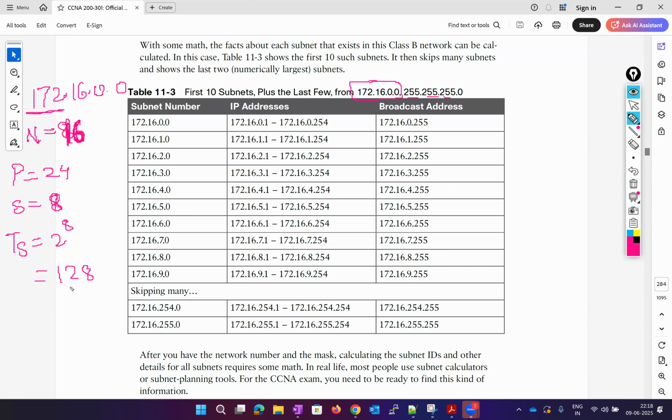Right. Now P is 24, IP is 32. 32 minus 24 gives us 6. 2 power H, right? 2 power 6 minus 2, correct? 128, 64, 32. So 30. Total H is 2 power 6 minus 2. So we have 30. Now what does this mean? Total subnets and total hosts. What does this mean?